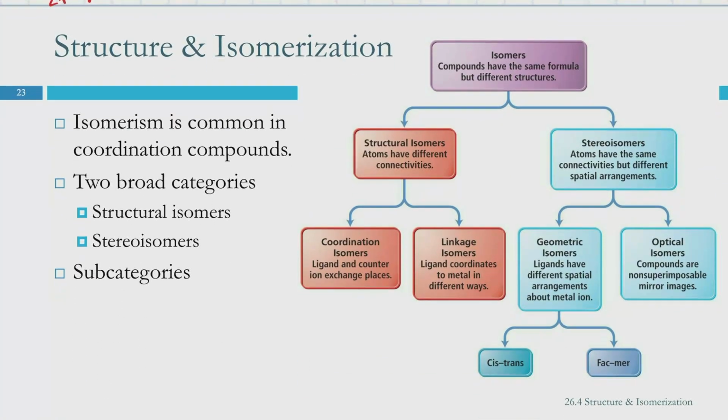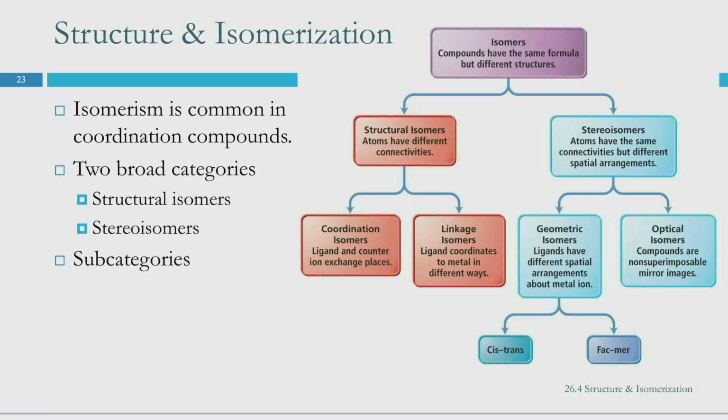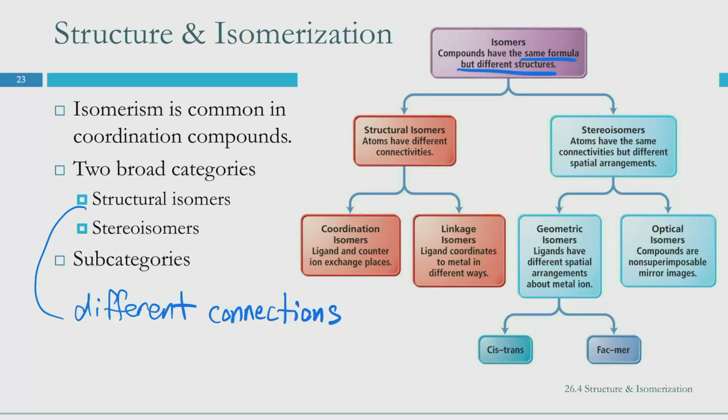We also have a lot of stuff that goes on with the structures. So isomers have the same formula but different structures. That works better. Same formula but different structures. And there are many types of isomers. Generally, we've got structural isomers and stereoisomers. So structural isomers have different connections. It's like we've switched up what's in the chain.